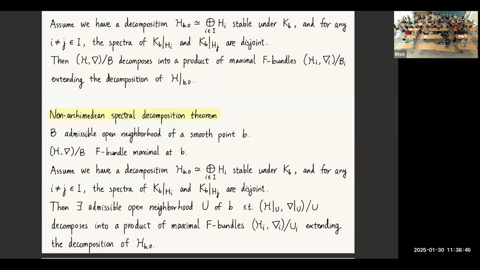And then the claim is that this decomposition induces a decomposition of the whole F bundle. The decomposition was just a decomposition for one fiber at U equals 0. But it will induce a decomposition of the whole F bundle into a product of maximal F bundles, compatible with the decomposition we start with. So that's the one key statement we need for the application to birational geometry.